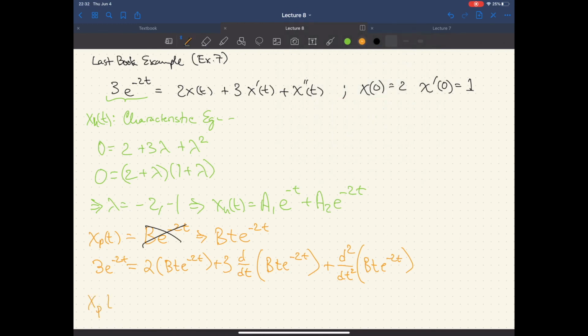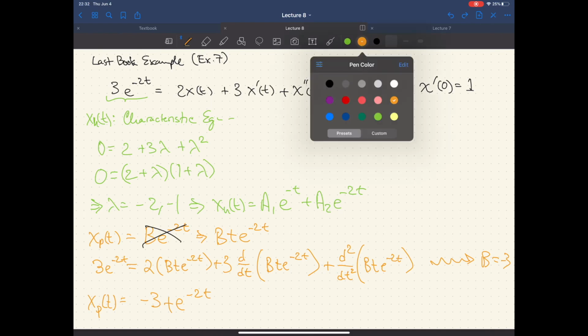We end up with the particular solution equal to minus 3t e to the minus 2t. So you do some work, and you end up with d is equal to minus 3 here. It's not too bad. Mostly the e to the minus 2t is going to cancel out, so it's really just a very simple algebra equation at a certain level.